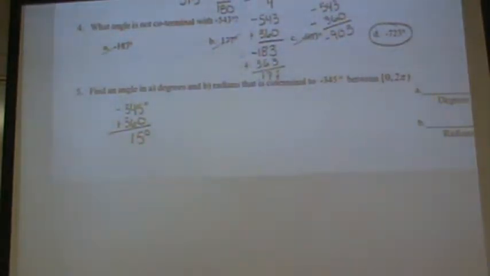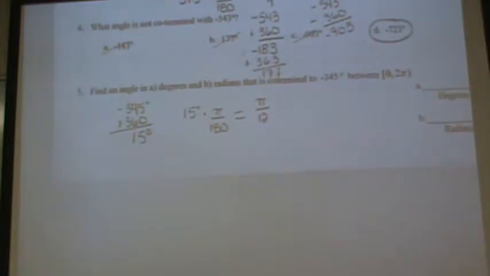Number 5, it wants you to find an angle in degrees and radians that is coterminal to negative 345 degrees, and it wants it between 0 and 2 pi. So it wants it within that first full circle or that first 360. So we'll take our negative 345 degrees, and to find a coterminal angle in degrees, again we'll add 360, and you're going to get a 15-degree angle. So that 15 degrees is within the first 360 degrees, so that one is good.